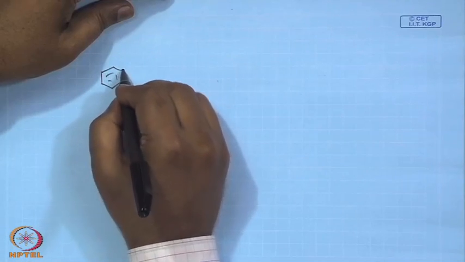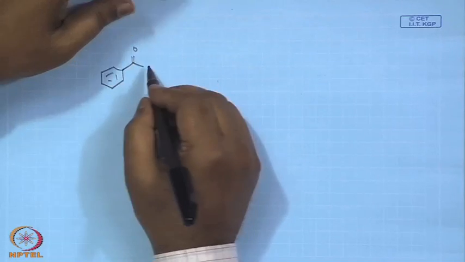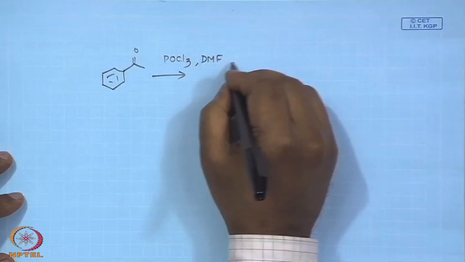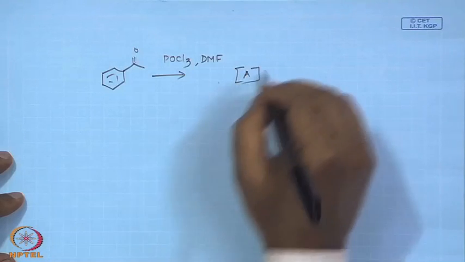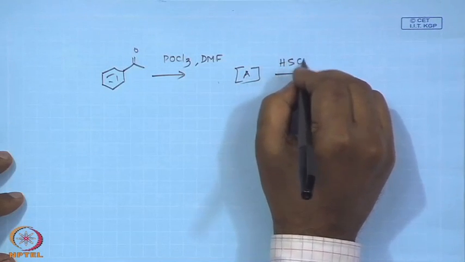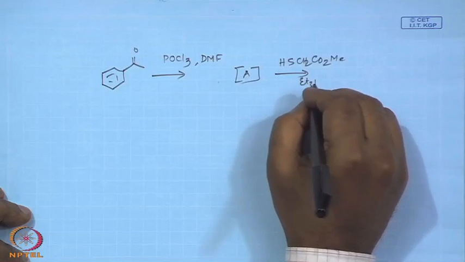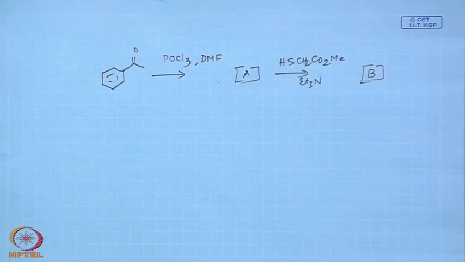Test. Tell me the answer of this sequence of reactions. We begin with acetophenone, POCl3, DMF, you get a substrate here, then thioglycolate, CH2, let us say I will put a methyl ester, and of course maybe a little bit of triethylamine. So, you get a product B. Write down the structure of the product B, and of course give the structure of A also. You tell me the structures of A as well as B.